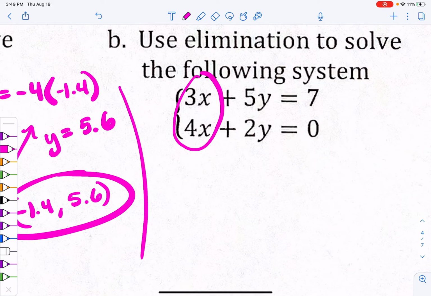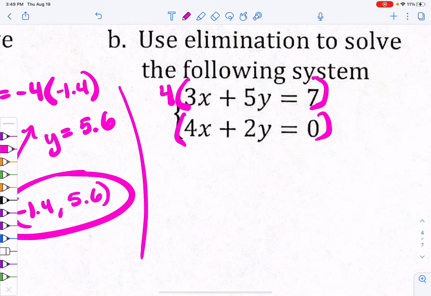So we want to get the 3 and the 4 to be the same number. And so we look at 3 and 4 and a number that both of those numbers go into. So we're going to switch both of them to be 12. And in order to switch them to be 12, we have to take the 3 and multiply by 4. And we have to take the 4 and multiply by 3.